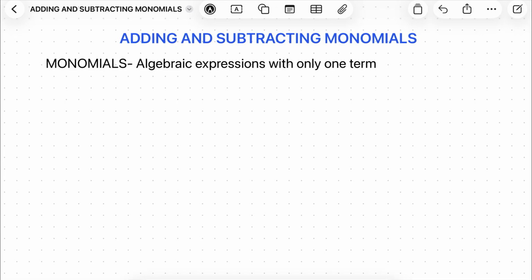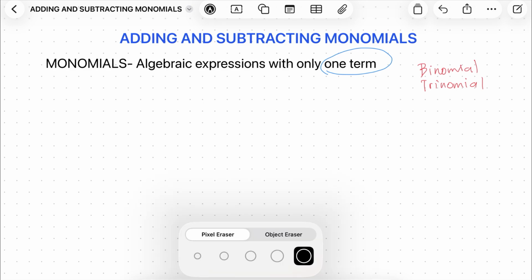In this video, you will be learning how to add and subtract monomials. When you say monomials, these are algebraic expressions with only one term. If there are two terms, we call that a binomial. If there are three terms, we call that a trinomial. But again, our focus for today is monomials.